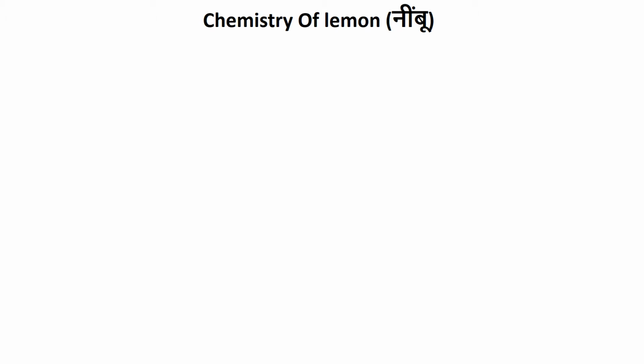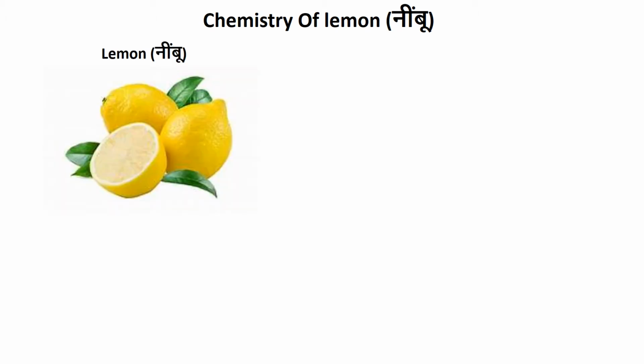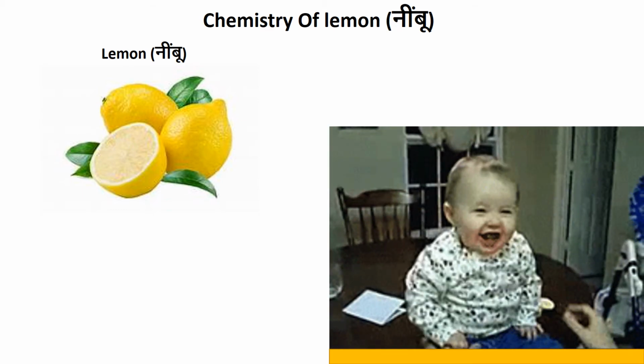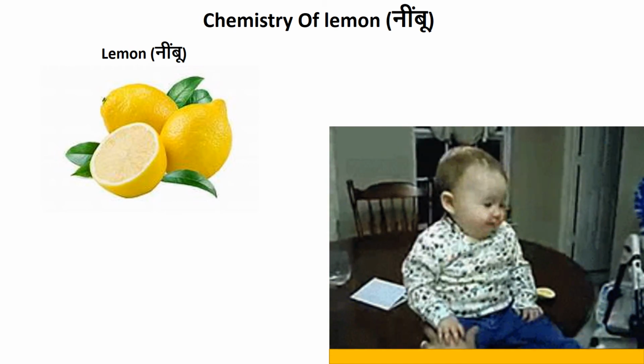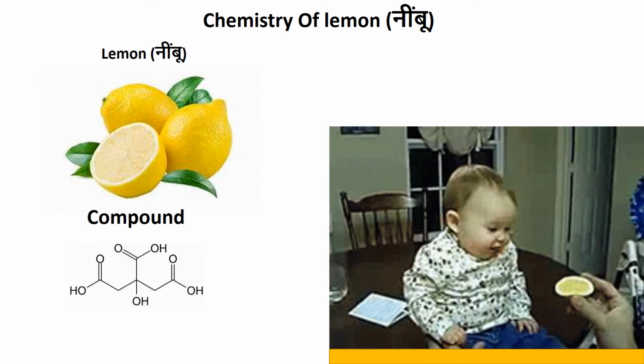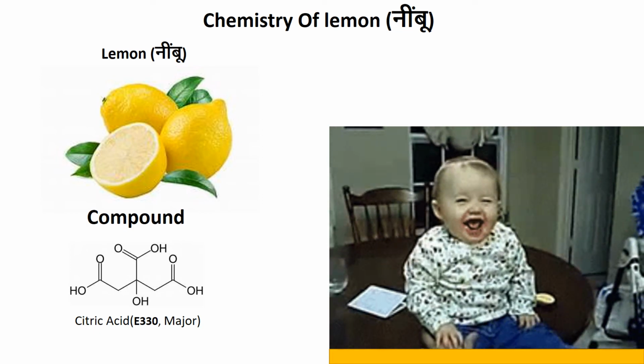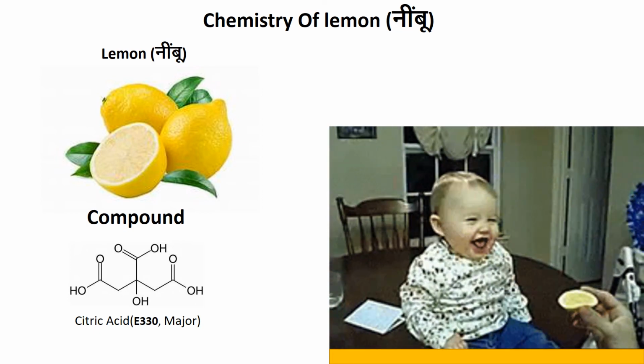Let us start. Seemed like a good time to look at the chemistry behind the sour taste of the humble lemon. Citric acid is already well known. It even has its own E number, E330. You will think, what the heck are E numbers?